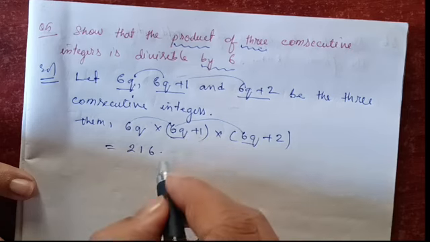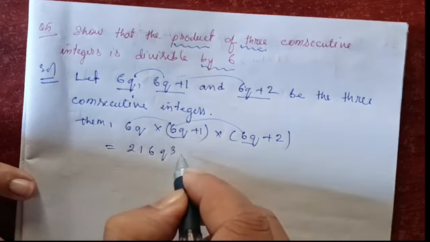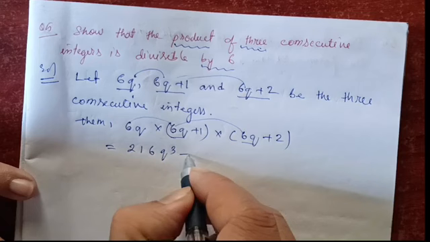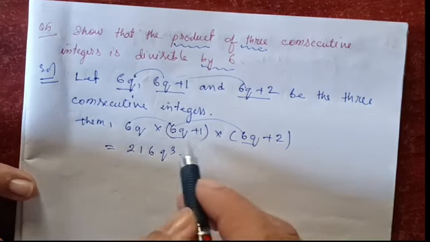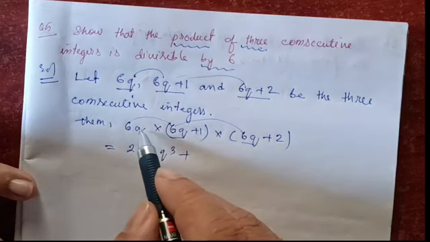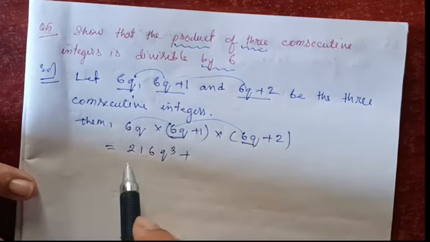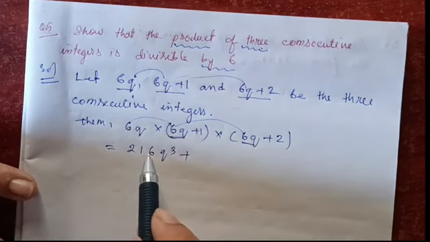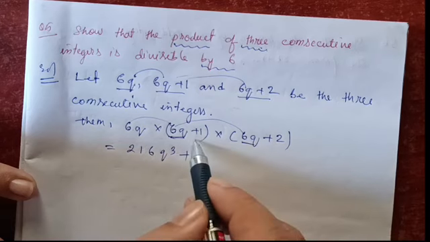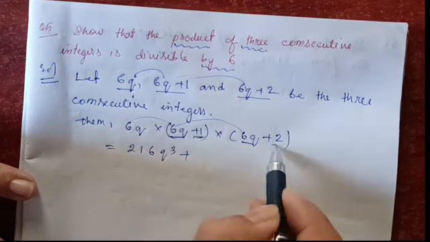1 2 3, so q cubed. All are plus, so we write plus here. Then we finish multiplication of the first number. 6 multiplied with this first number, so we get 6q^3 plus 216. All right, now let us multiply with the second number.